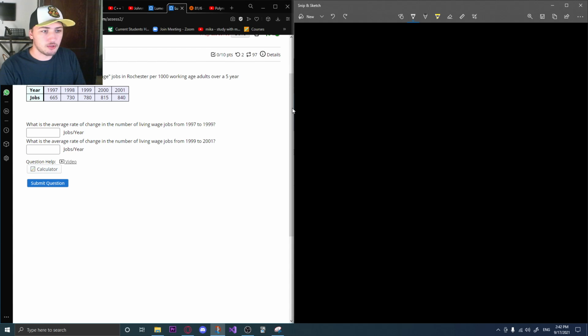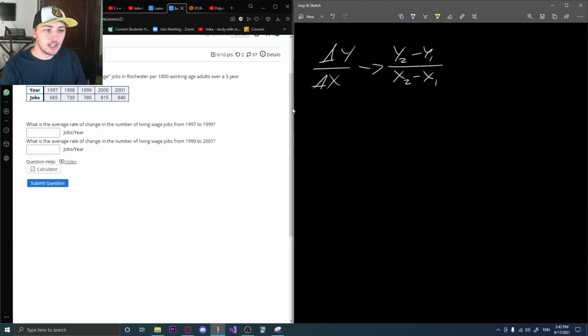So I know that average rate of change is change in Y over change in X. So then what we need to do is it's from 1999, and this form is going to be y2 minus y1 over x2 minus x1. See, that's a very distinct difference. So when it says 1999 to 1997, or from 1997 to 1999, what you want to do is the opposite of what you'd think, I guess, or maybe it's exactly what you'd think. And 1999, it was 780. In 1997, it was 665.